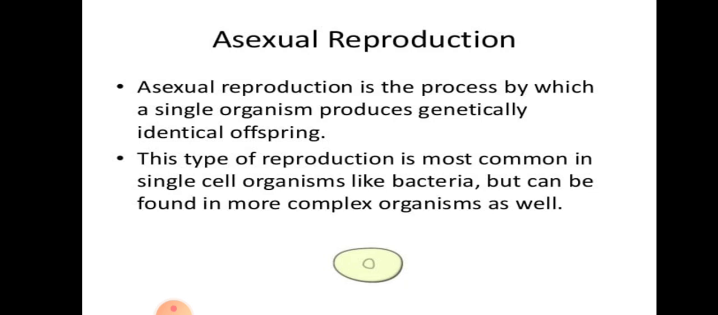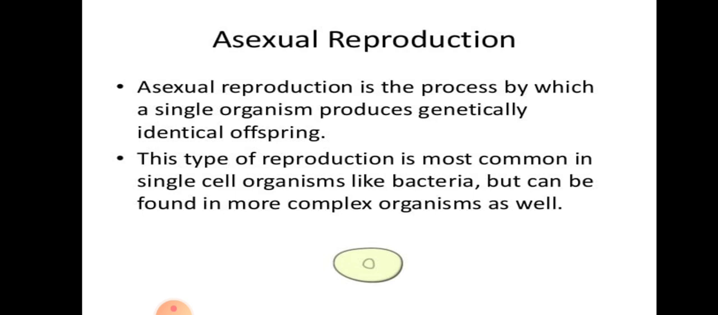There is no involvement of sexes or gametes. This type of reproduction is most common in single-celled organisms like bacteria, amoeba, and yeast, but it can be found in more complex organisms as well. So, asexual reproduction is a process by which a single organism produces genetically identical offspring. Only one parent is present, and there is no involvement of sex cells or gametes.